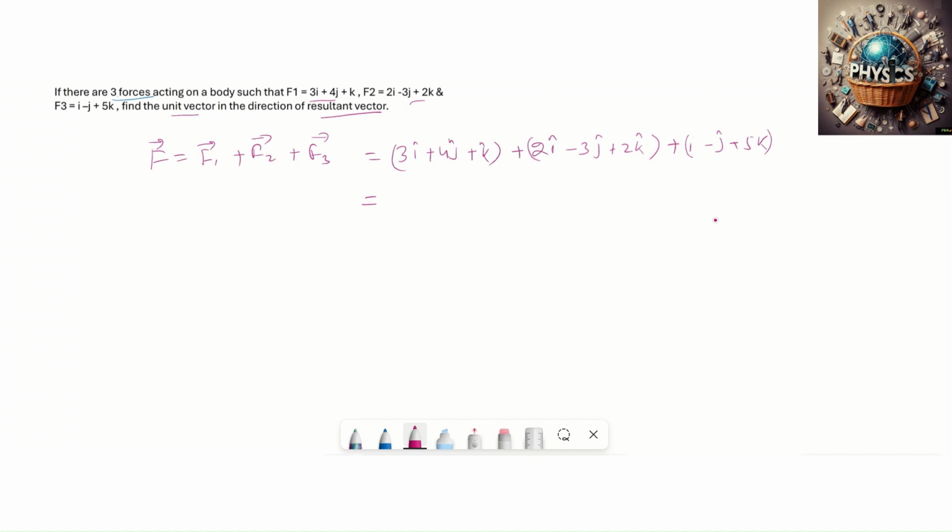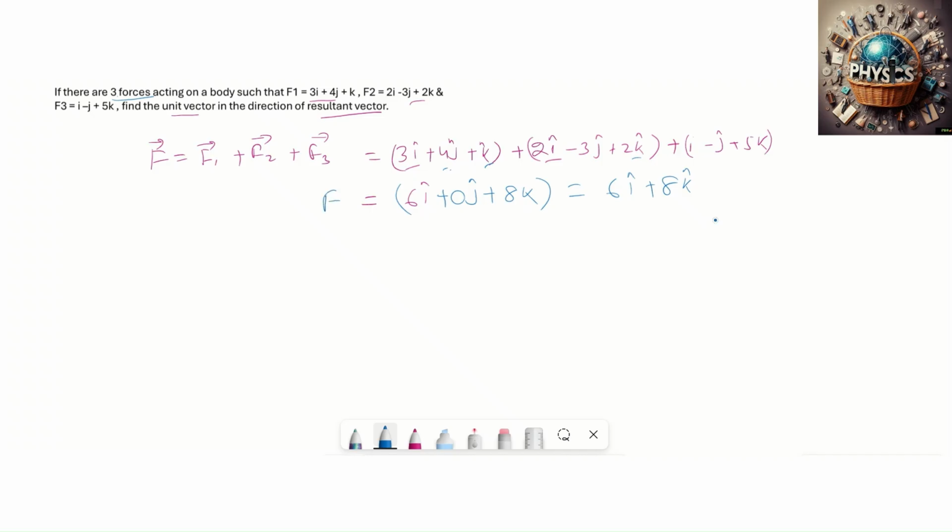So let's add i with i. So 3i plus 2i is 5i, plus i, so this is 6i. Then 4 plus 4 minus 3 is 1j, minus j, it is 0j. And then we have k plus 2k plus 5k, it is 8k. Nothing but it is 6i plus 8k. So this is our resultant vector.